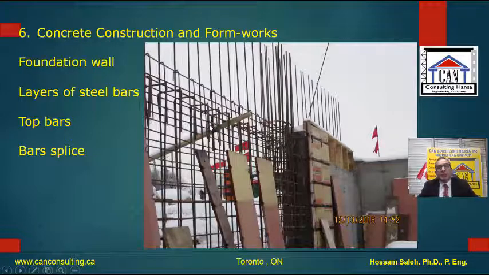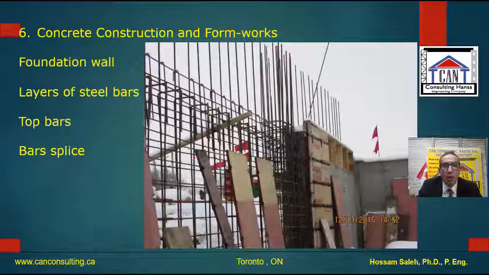We know that in the walls you are allowed to have only 1 layer of steel bars if the thickness of the concrete wall is less than 210 millimeter. So you can have 1 layer. If it's 210 and more, then you should have 2 layers. So you can see here that they have already 2 layers of reinforcing bars and 2 layers of horizontal reinforcement.